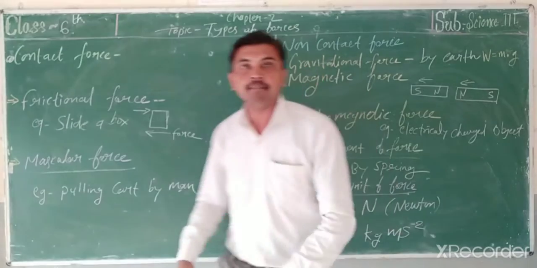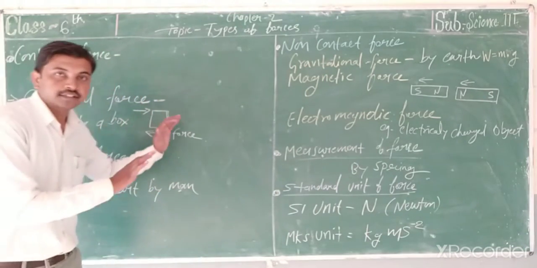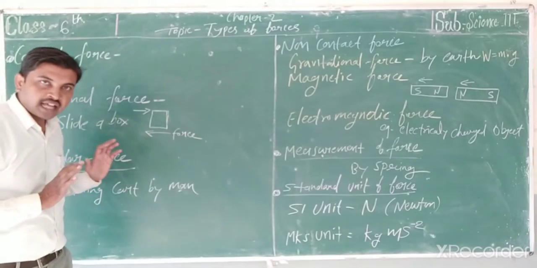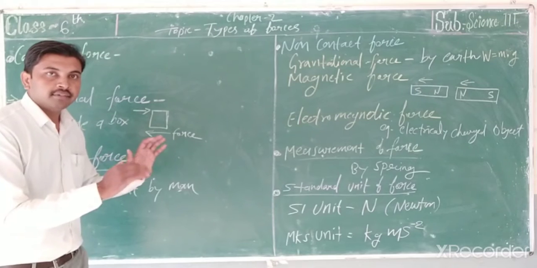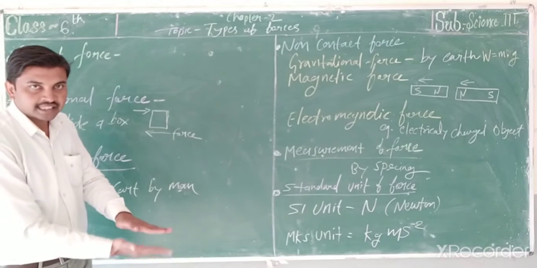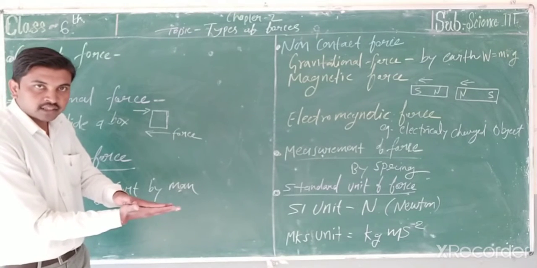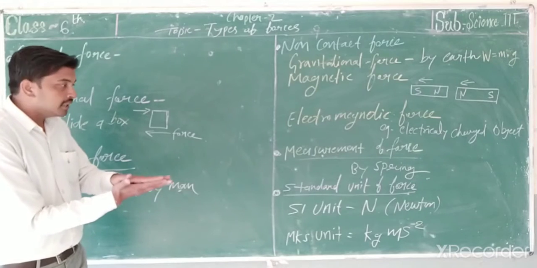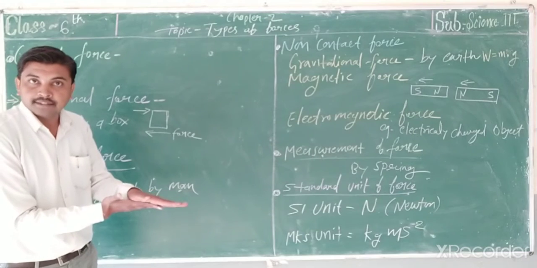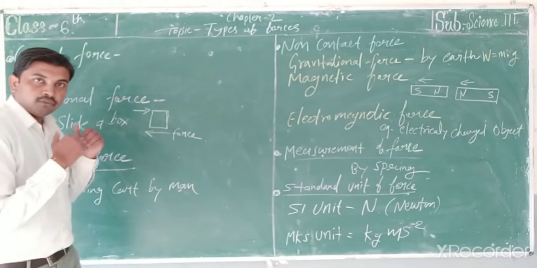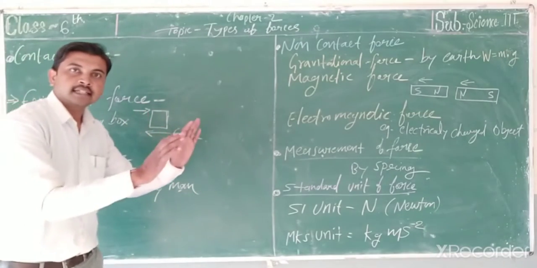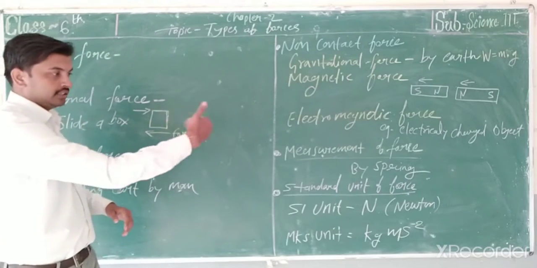Slide a box. When we try to push or slide an object in this direction, the frictional force works between the lower surface of the box and the ground. If the surface is rough, then the frictional force is also high. When we push the object in this direction, the frictional force works in the opposite direction.